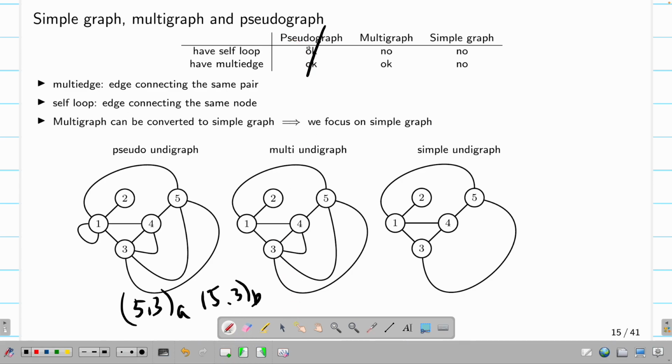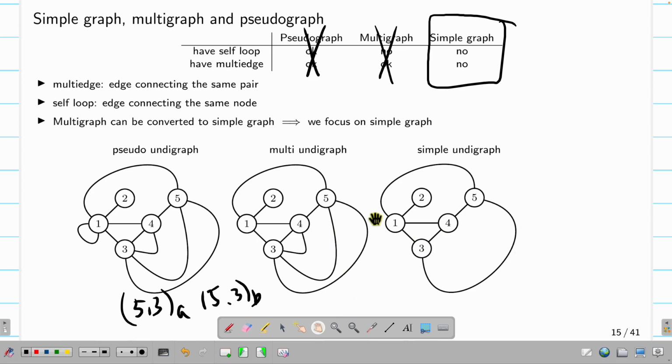Mostly, we do not talk about pseudo-graph, okay? If we do not allow self-loop, but we allow multi-edge, this is called multi-graph. Multi means multiple edge. And we also do not talk about multi-graph. We most of the time talk about simple graph. Simple graph means we do not allow self-loop and we do not allow multi-edge.